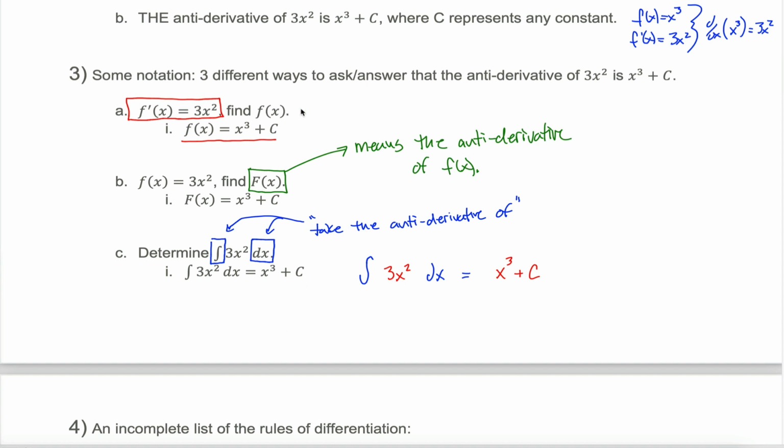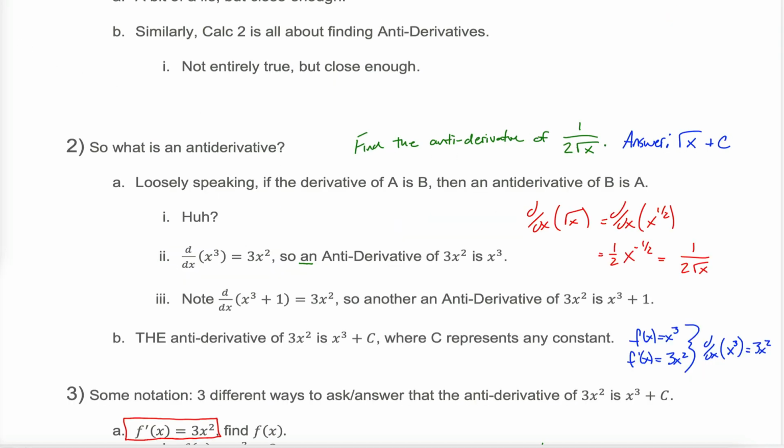because the derivative of x cubed plus c is 3x squared. All three of these notations are perfectly fine, and what you'll see is each of the three has their advantages and their disadvantages. The bottom one might end up being the most useful to us, but you really should be comfortable with all three.